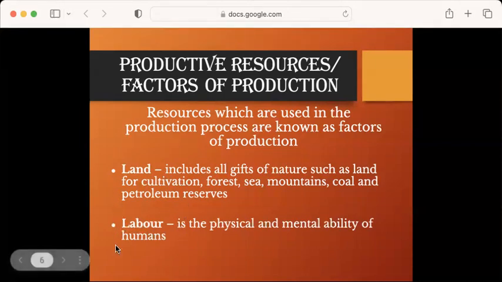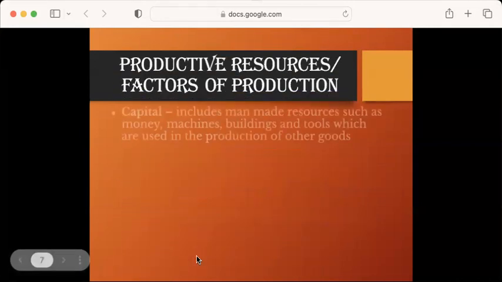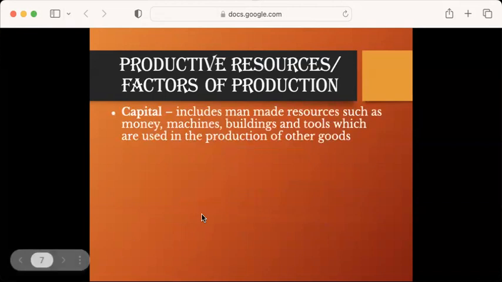So land is one, labor is another. And the third one is called capital. Now, capital is a factor of production. It is a resource, but not a gift of nature; it is a gift of humans. That means man has made these resources.